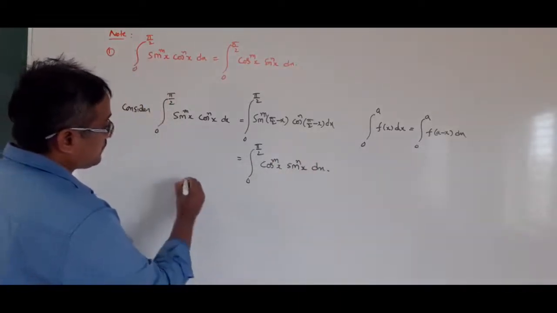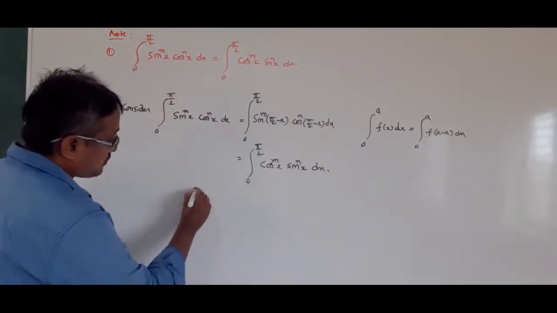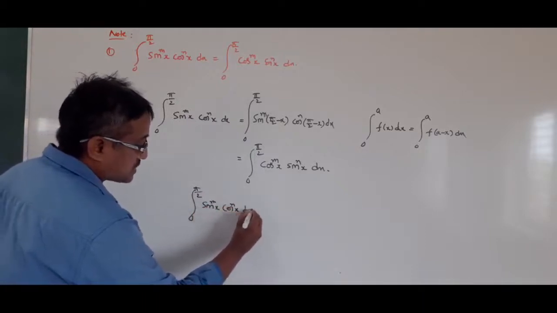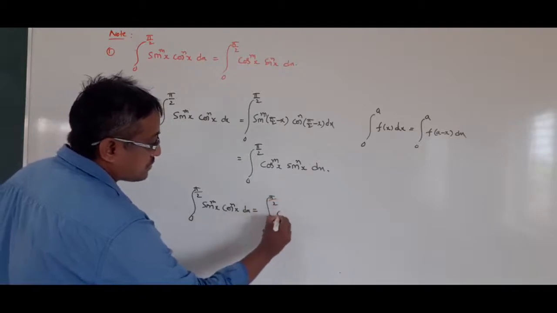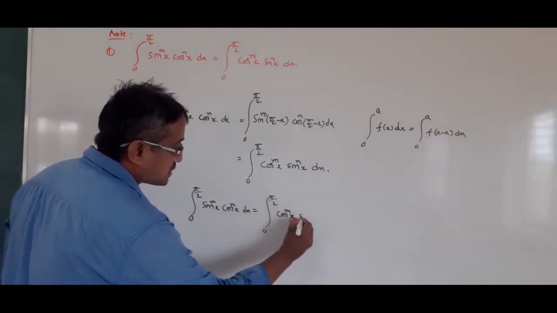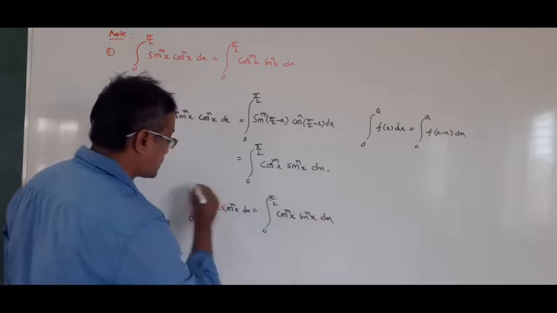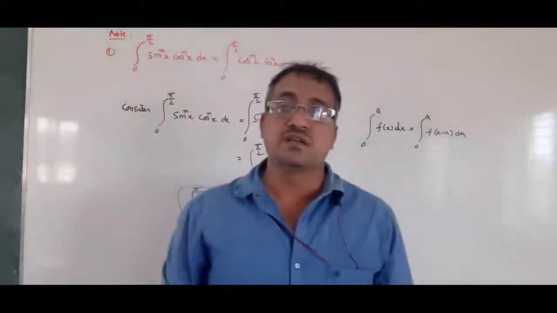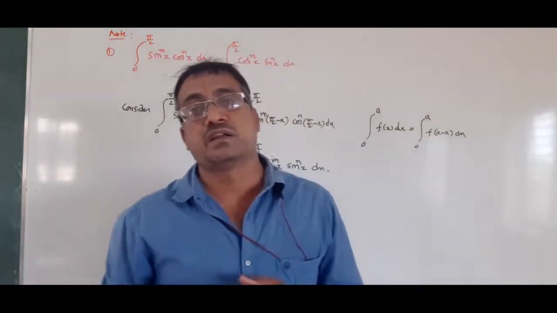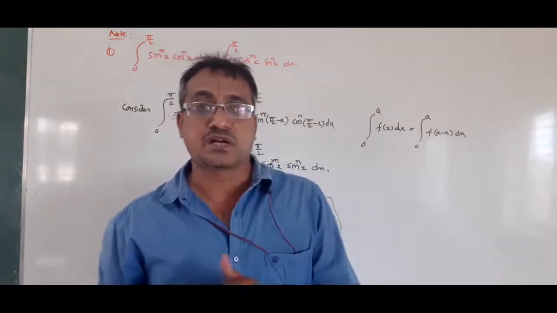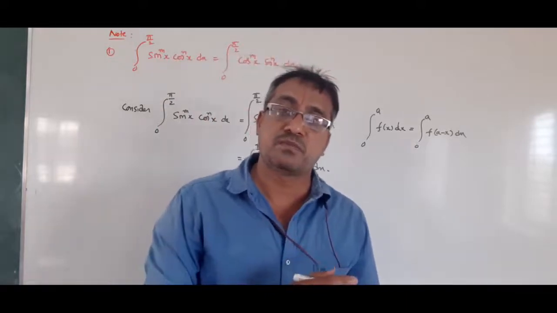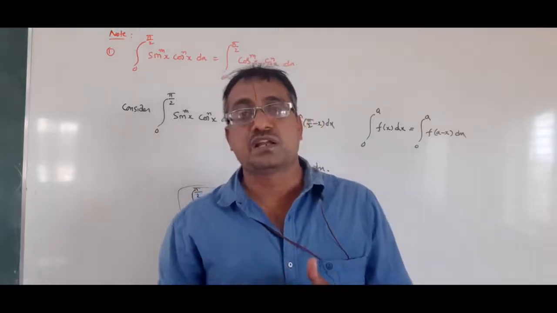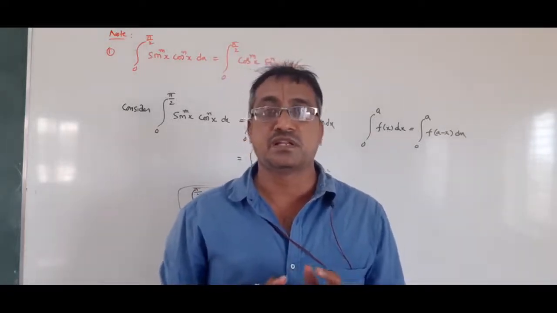So you have the integral 0 to pi by 2 sin power m x into cos power n x dx is equal to the integral 0 to pi by 2 cos power m x into sin power n x dx. So both are the same. No need to worry in taking m and n. You can take sin power m x into cos power n x or cos power m x into sin power n x, but in general we take the larger number as m. That is the concept.